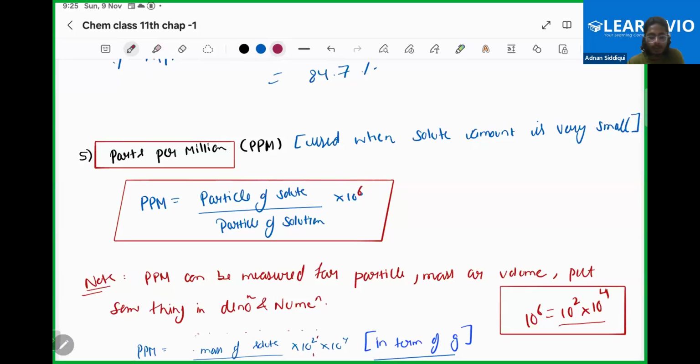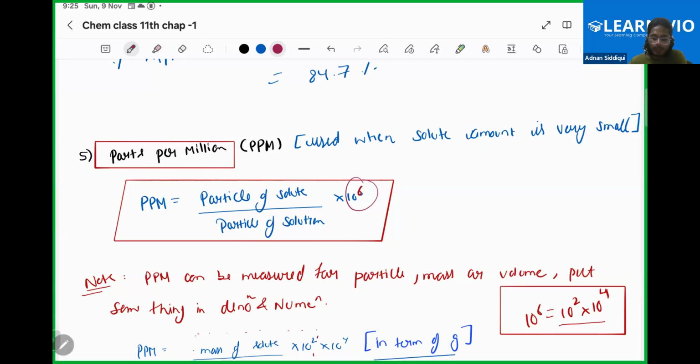And the ppm formula is parts of solute divided by parts of solution into 10 to the power 6. What we are doing, basically, is putting solute in the numerator and solution in the denominator, and we are multiplying it by 10 to the power 6 because we are talking about million, right?